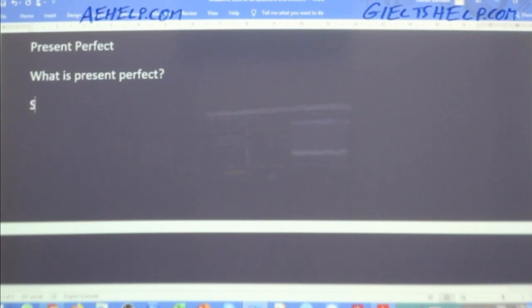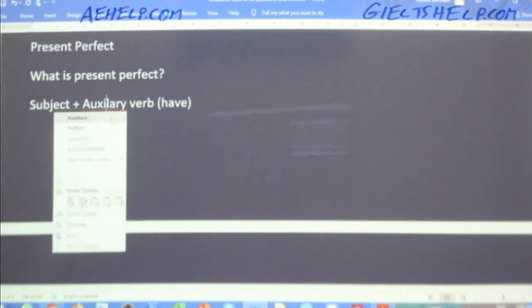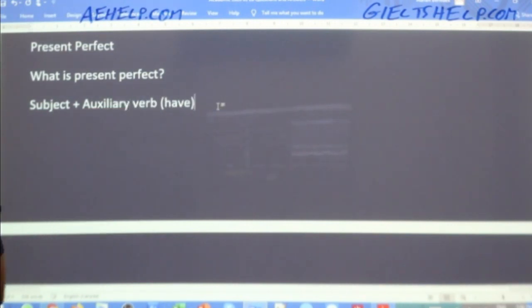All right, so what is present perfect? Okay, the answer is it's subject plus auxiliary. So you don't need to remember these words unless you're planning to be an English teacher. Auxiliary, I don't even know how to spell it. Auxiliary verb have or has, depending on plural, singular. There we go. Plus past participle plus object.